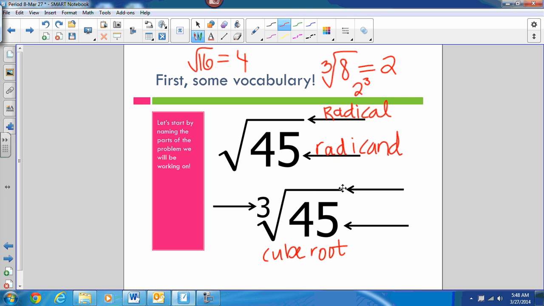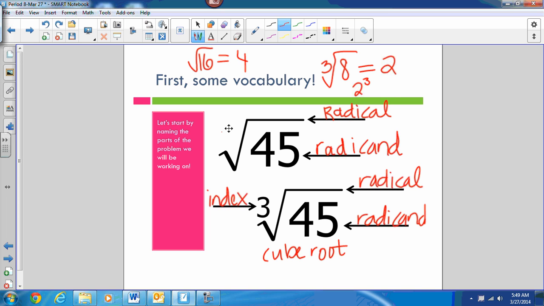This here is still called a radical. This is still called a radicand. This number here is called an index. It tells us what we're looking for. So, for example, in a cube root, it tells us we want to know what number times itself 3 times gives us the number in the radicand.